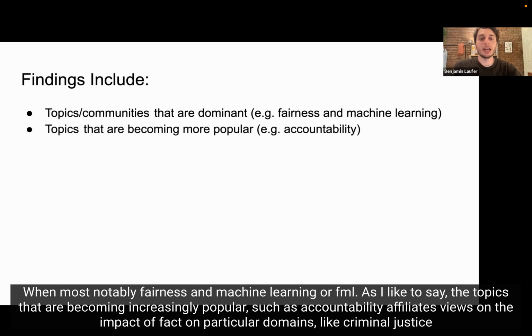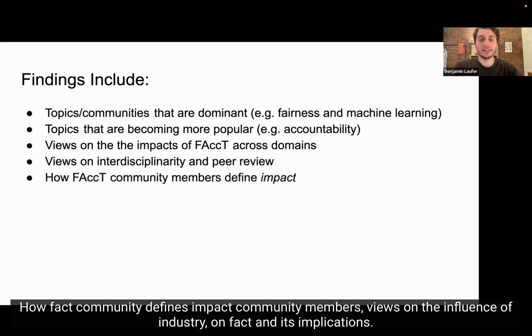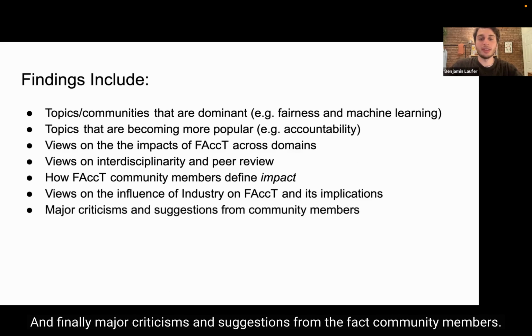The topics that are becoming increasingly popular, such as accountability, affiliates' views on the impact of FACT on particular domains like criminal justice and education, views on the interdisciplinarity of FACT and its peer review process, how the FACT community defines impact, community members' views on the influence of industry on FACT and its implications, and finally, major criticisms and suggestions from the FACT community members.